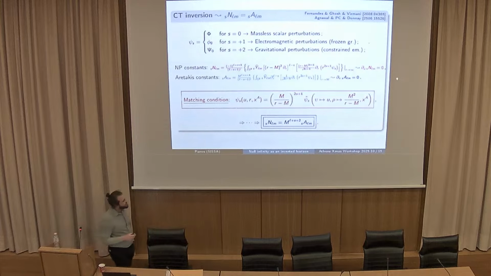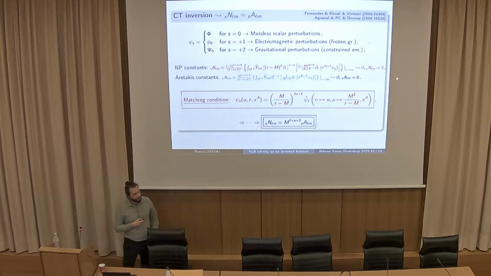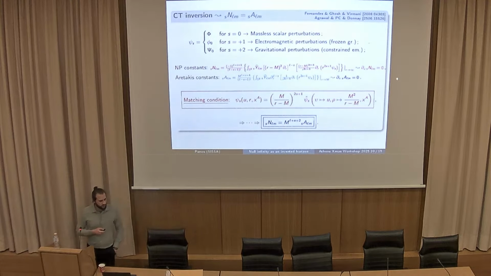So these constants, like the Aretakis constants, exist also for other types of perturbations, not just for scalar fields? Yes. Okay. Yes. Also, they are for electromagnetic and gravitational perturbations.